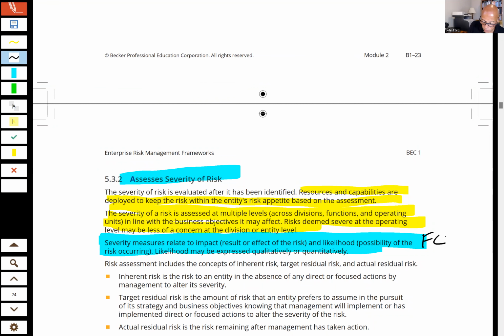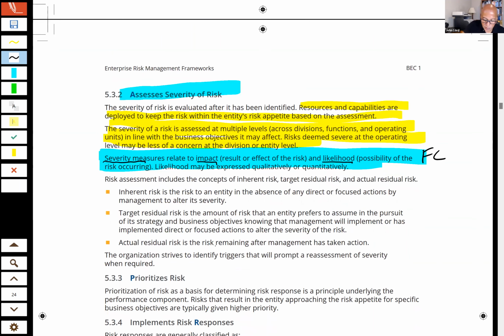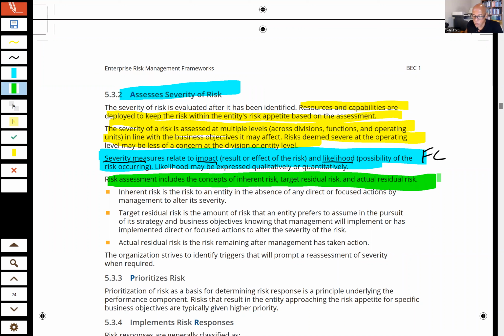Let's flashcard that. When we're talking about severity, now we're picking up those two components that I've been talking about, which is what, likelihood and the what? And the impact, okay? Now let's just take a look at this next piece down here. Risk assessment includes the concept of inherent risk, targeted risk, residual risk, and actual risk, okay? So let's just take a look at these and we're going to flashcard these guys.